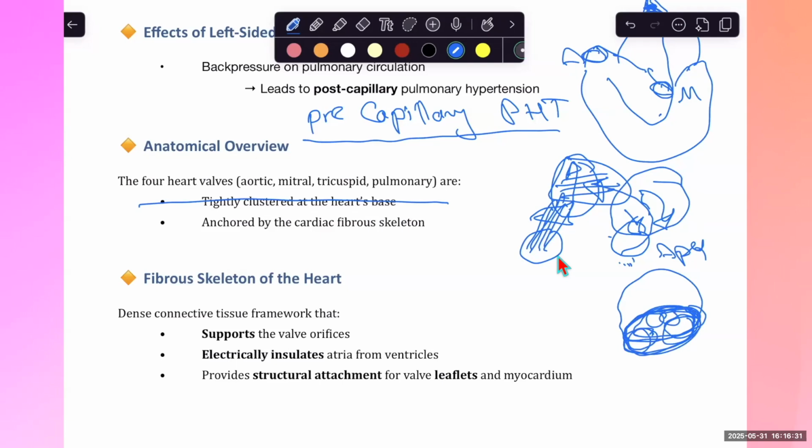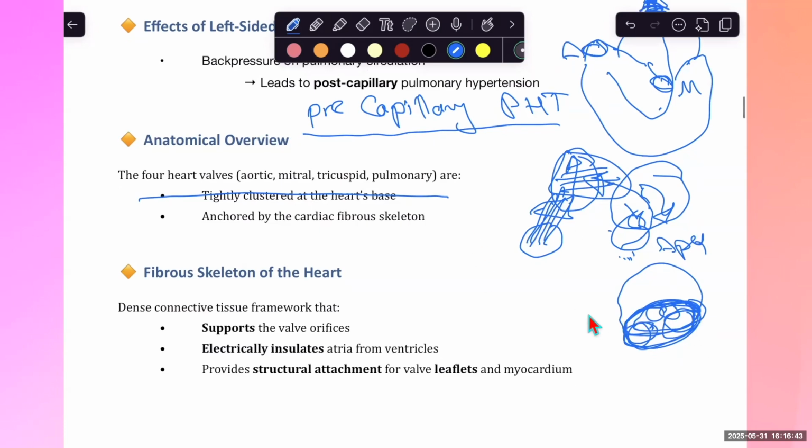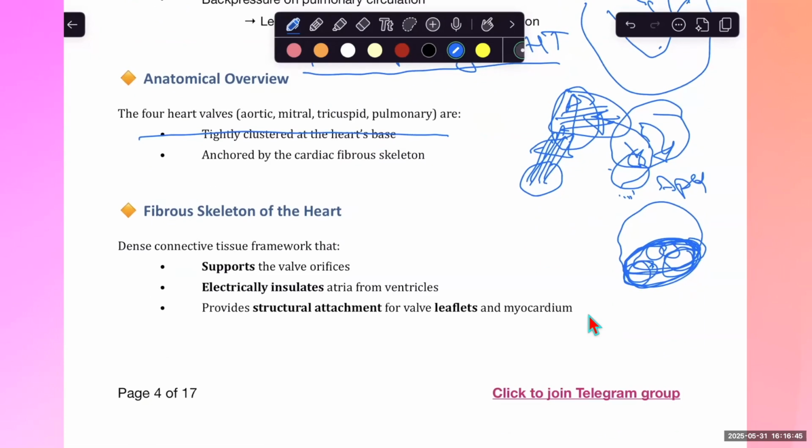And that's why, for example, the surgeons take sutures inside it. If it were living tissue or some sort of conductive tissue, it would be a problem. So, what is the importance of this framework? It supports the orifice electronically. It insulates the atria from the ventricle, and it provides attachment for valve leaflets and myocardium.